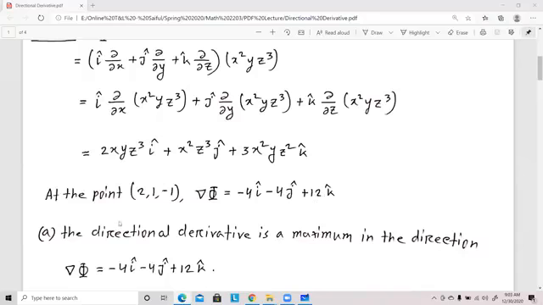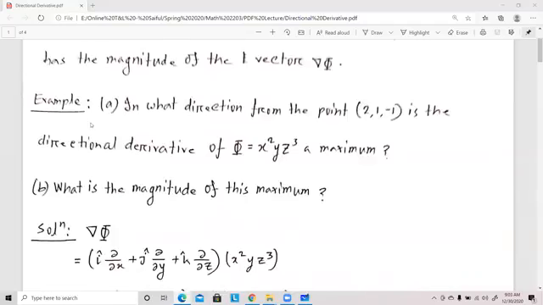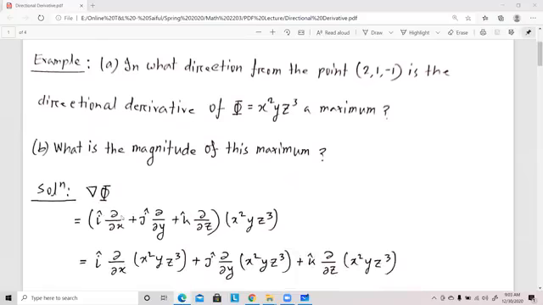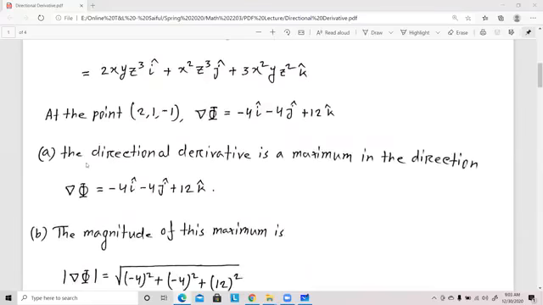Okay, so now the first question: in what direction will this directional derivative be maximum? So what did we see in this note? The directional derivative is a maximum in the direction of grad phi, which we have already found: grad phi equals -4i - 4j + 12k. In that case, cos theta, the value of theta is 0, and we get the maximum.